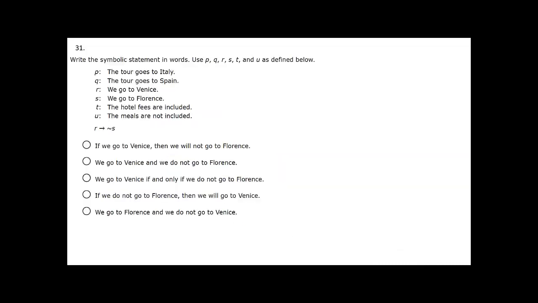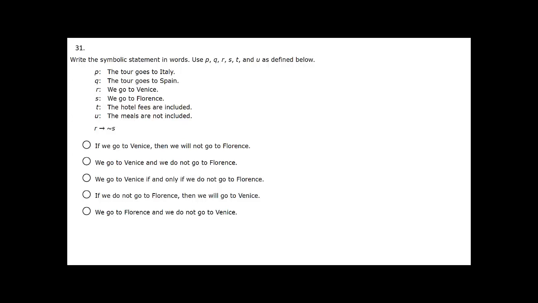31. Write the symbolic statement in words. P is the tour goes to Italy. Q is the tour goes to Spain. R is we go to Venice. S is we go to Florence. T is the hotel fees are included. U is the meals are not included. And we want to write in words, R implies not S.